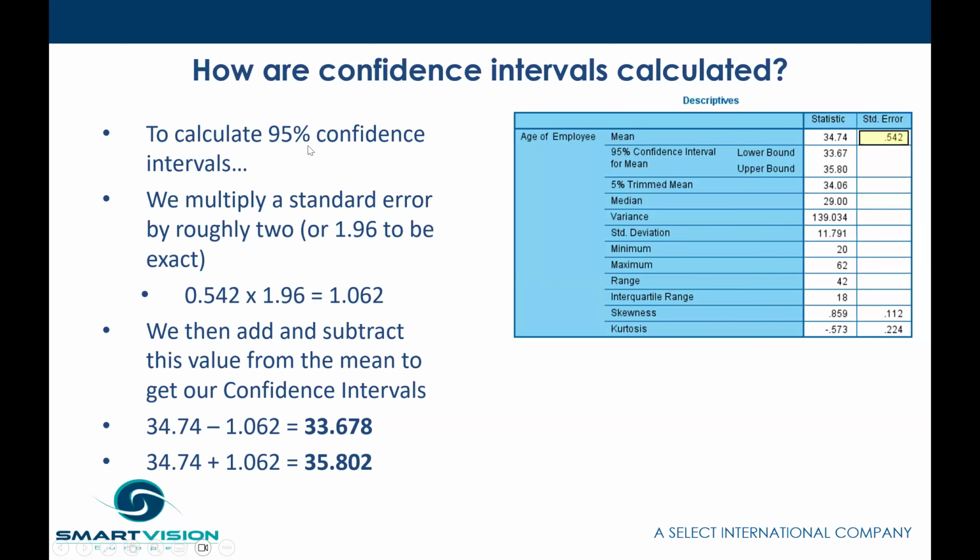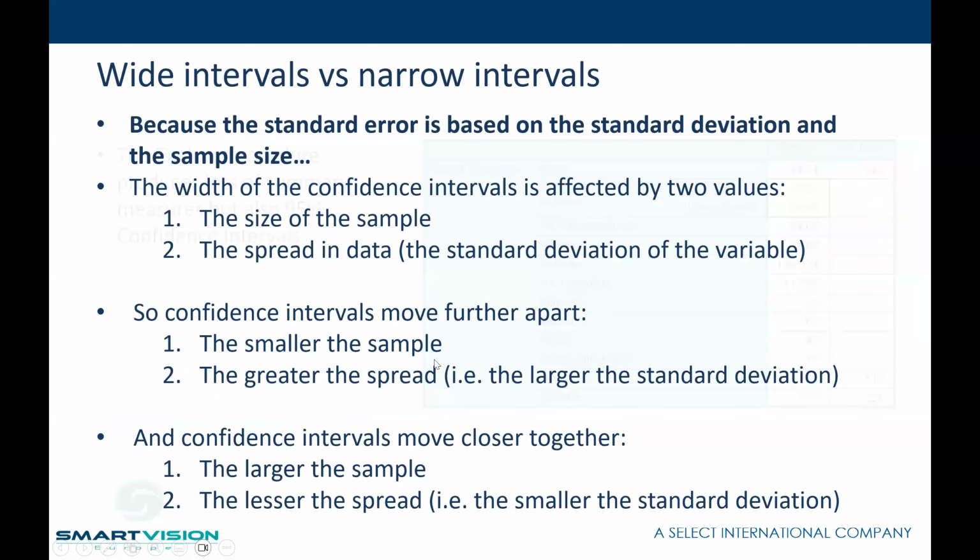So to calculate 95% confidence intervals, we take the standard error and multiply it roughly by 2, or 1.96 to be exact, because that's such a special number in statistics. It relates to the number of standard deviations above and below the mean that capture 95% of the cases, but that's another story. So if I multiply 0.542 by 1.96, I get 1.062. And if I take that away from 34.74, I get a lower confidence interval of 33.678, which here is just curtailed, if you like. It's just chopped off. And I get an upper confidence interval of 35.802 when I add it. And that's how the confidence intervals are calculated.